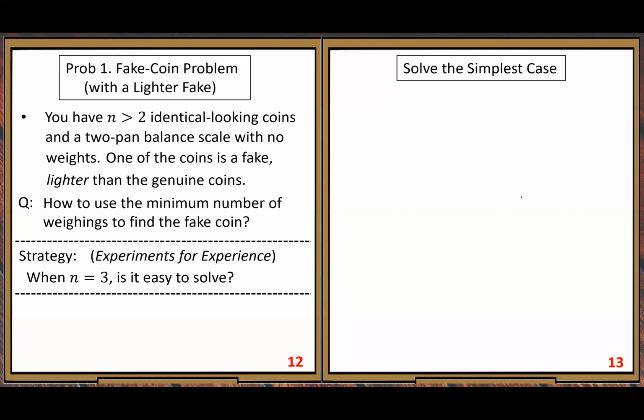Good, the simplest case. All right, now let's do the work. N equals 3.